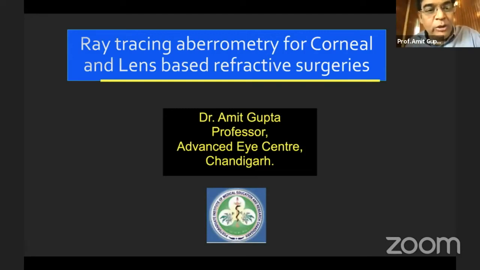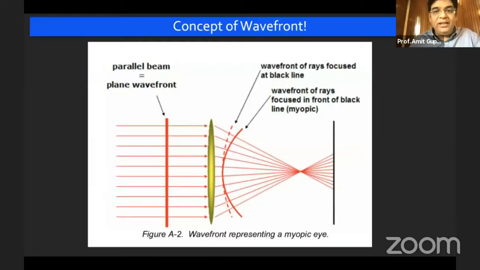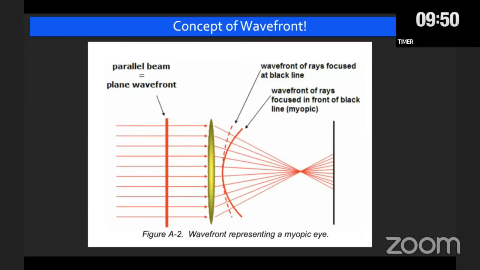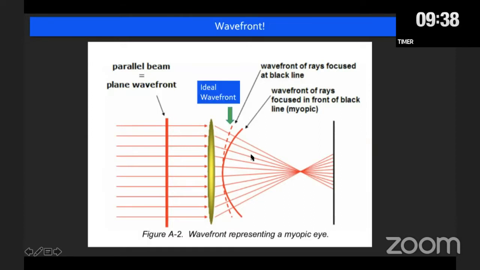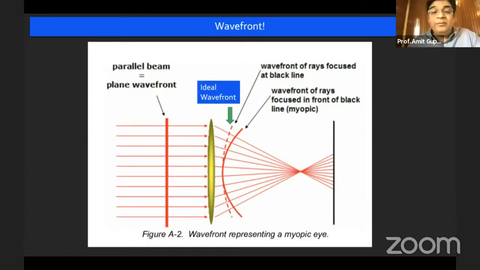I'll be moving on to another new technology, which is ray tracing aberrometry for corneal and lens-based refractive surgery. I think it's important for us to have the proper concept of a wavefront. Just imagine that there's a parallel beam of light, and once it crosses the media, this beam of light bends. Usually it focuses on the retina, and in this case this beam is not focusing on the retina.